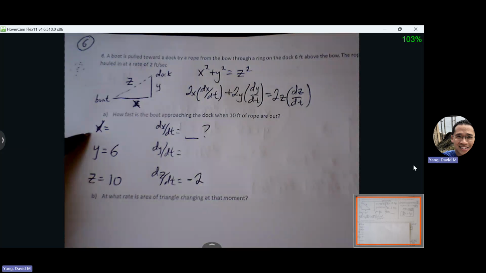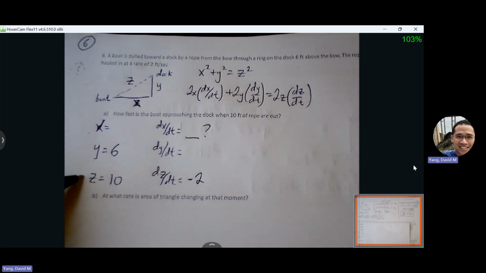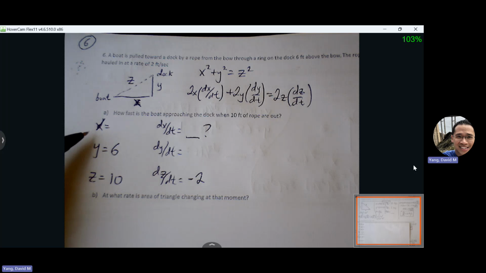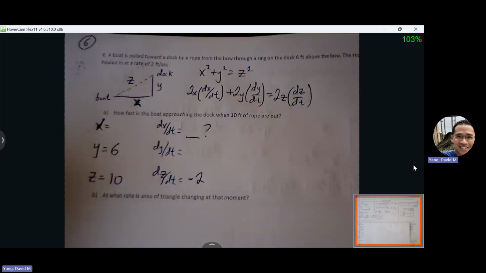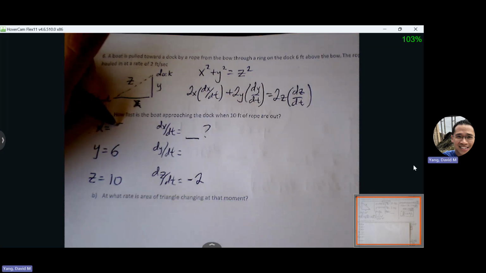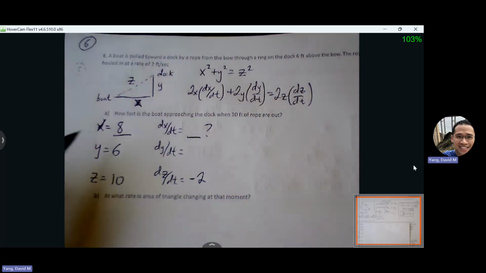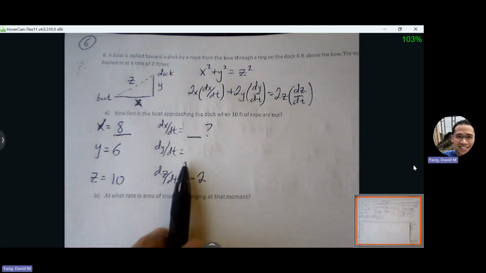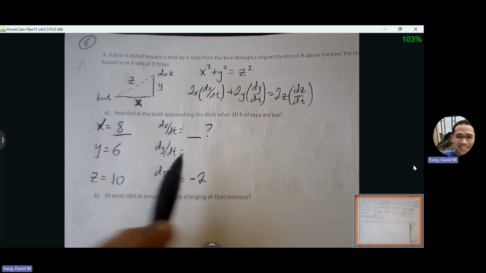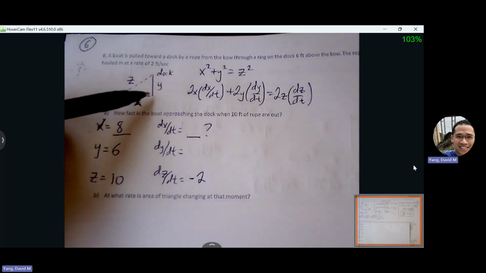How can I find x? Pythagorean theorem, a squared plus b squared equals c squared. You can also recognize this as a variation of a 3, 4, 5 right triangle. But either way, you'll get 8 as x. Are we okay with finding that x? All right, what's dy dt? 0. Why is it 0? It's not changing, right?